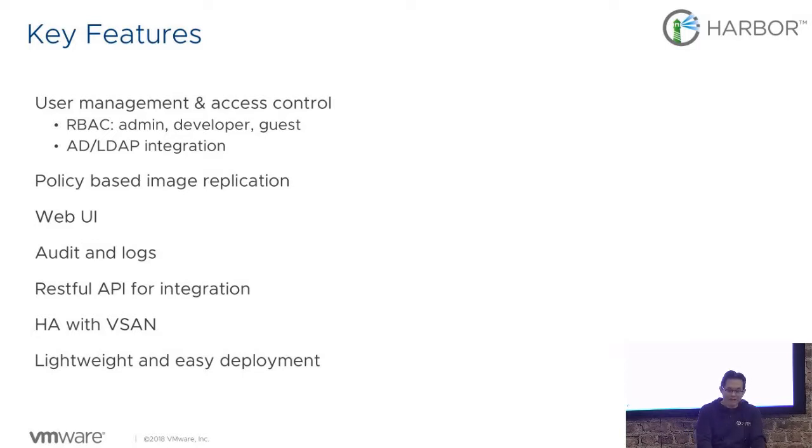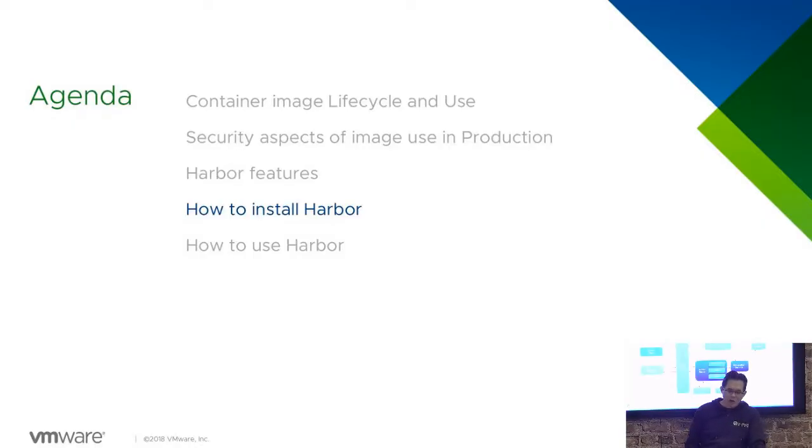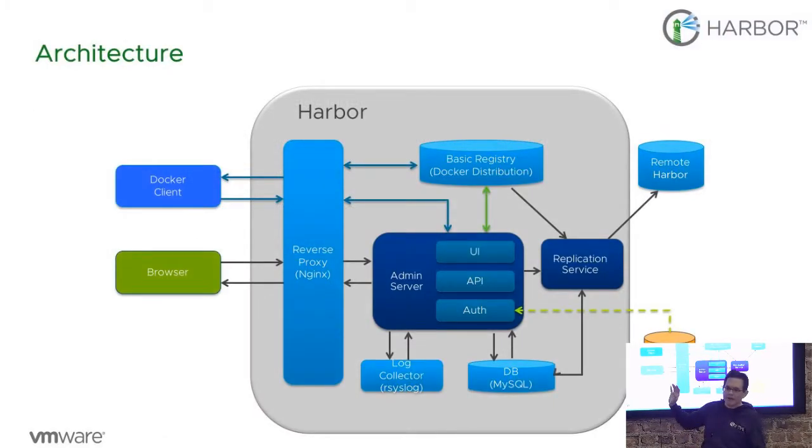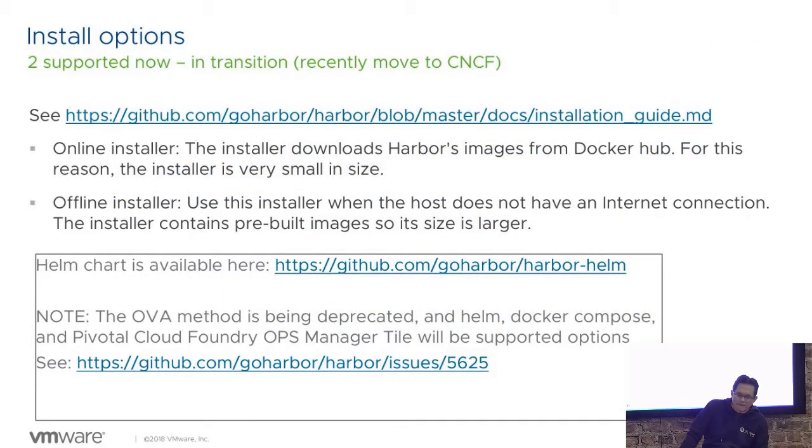It's got high availability issues if you deploy it on vSAN. How do you install it? Well, these are the components, and there are a number of them. There are Helm charts to do this, but it does have an underlying database that stores a lot of these things. That said, there are a number of install issues.